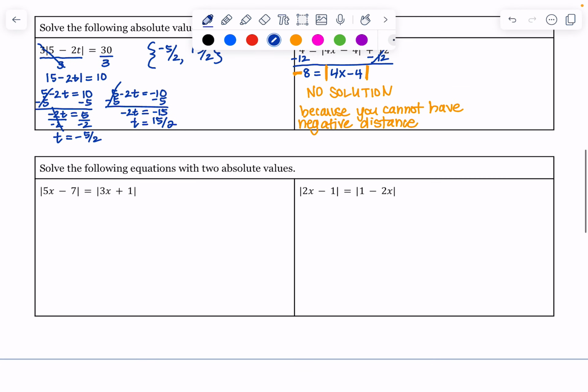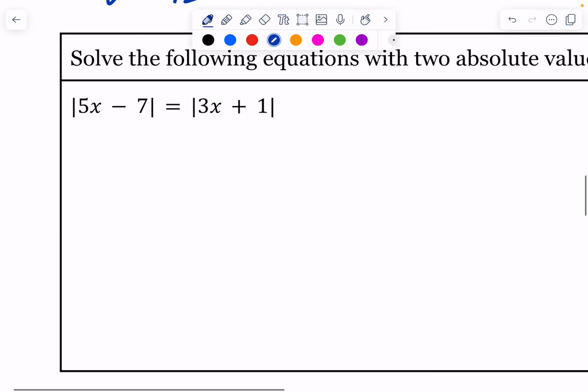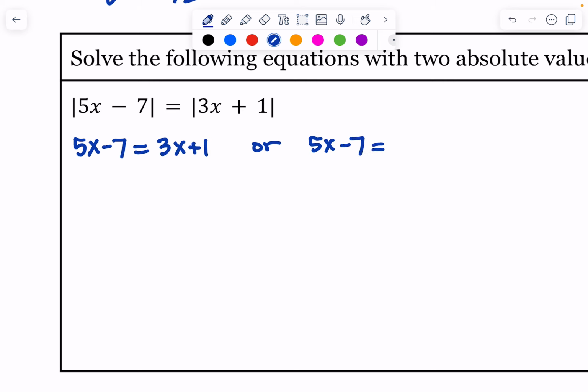Okay, last section, there are two absolute values here. So for this first one, we're going to have 5x minus 7 is equal to 3x plus 1, or 5x minus 7 is equal to negative 3x plus 1. And notice here we're making that whole side negative on the right by putting a negative and parentheses.